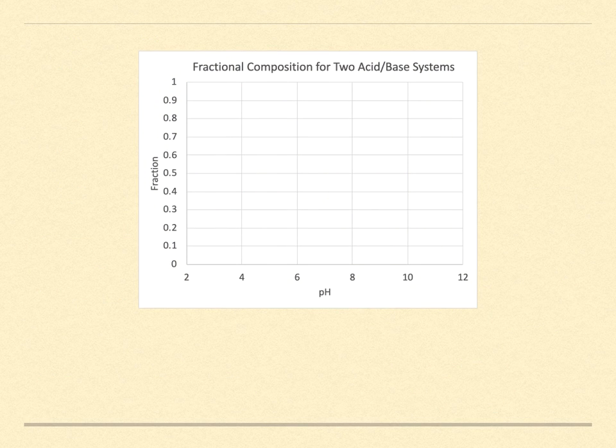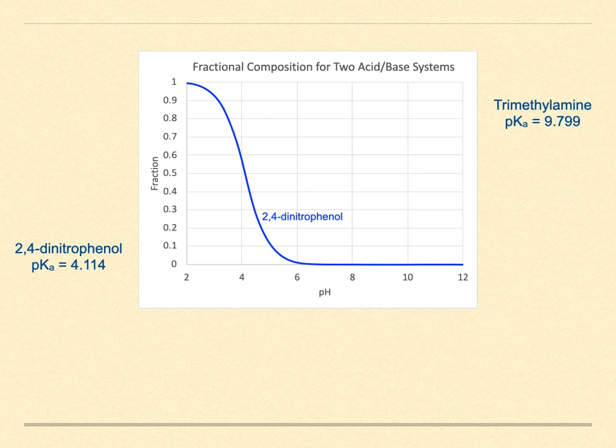Here's a graph that shows the fraction of the conjugate acid and base forms for two molecules: 2,4-dinitrophenol, which has a pKa of 4.114, and trimethylamine with a pKa of 9.799. First is the conjugate acid of the phenol compound. At low pH, it is the principal form, but it drops to 50% at the pH equal to pKa, and then continues down and is negligible at higher pH.